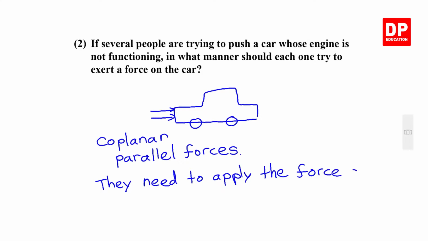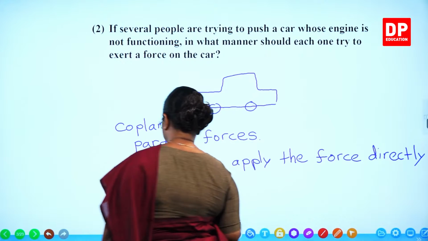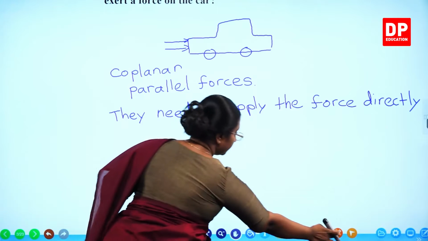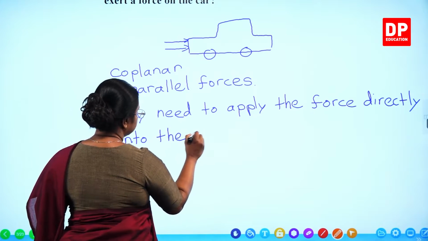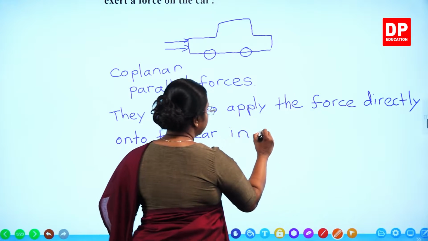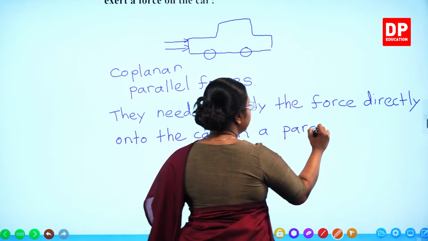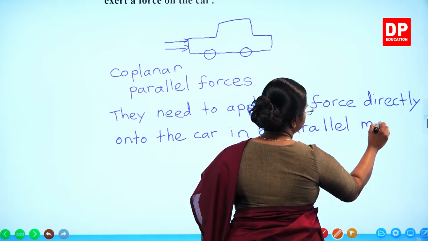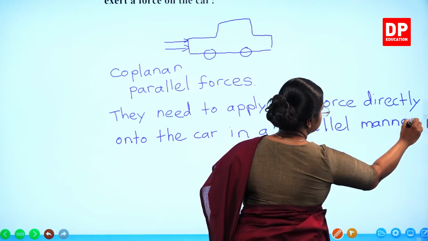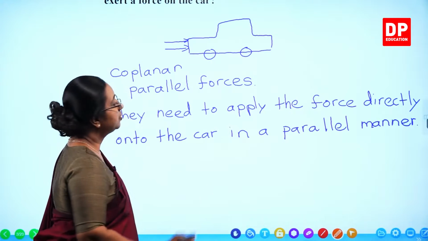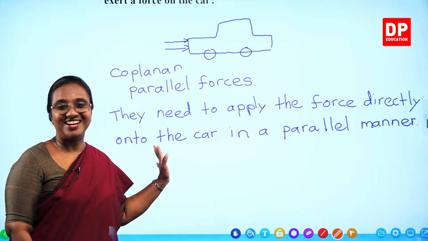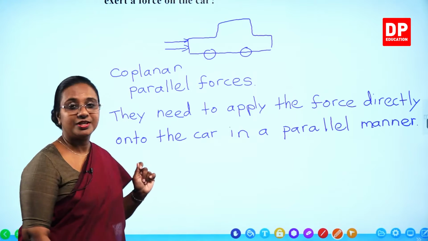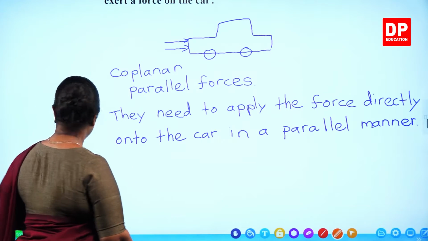Force directly onto the car in a parallel manner. So that is how you need to explain. I am sure you all have done that also. So with that, students, we will move on to the next question.